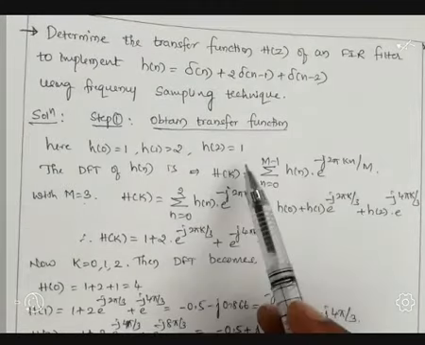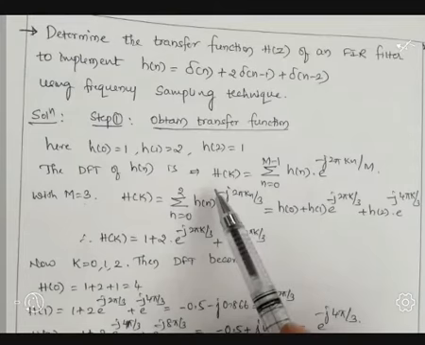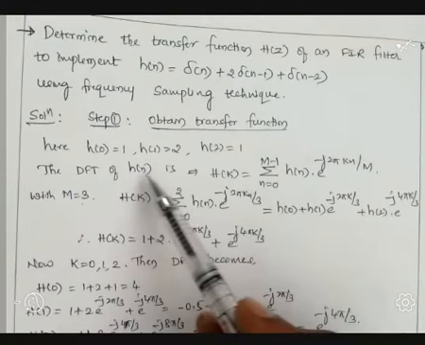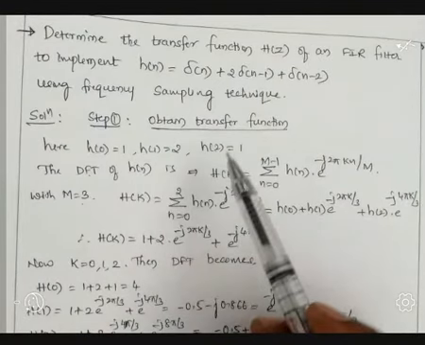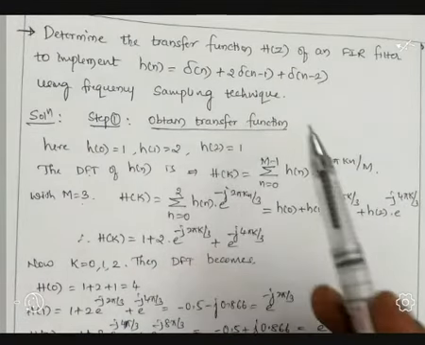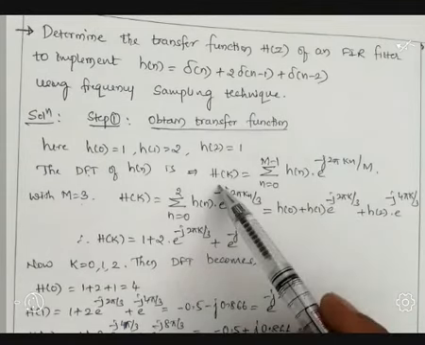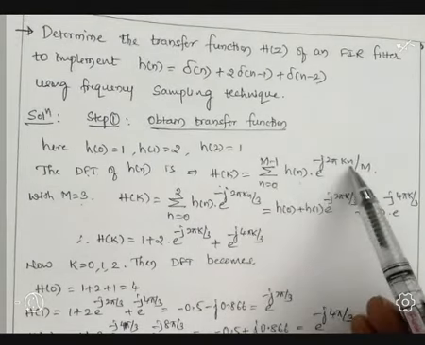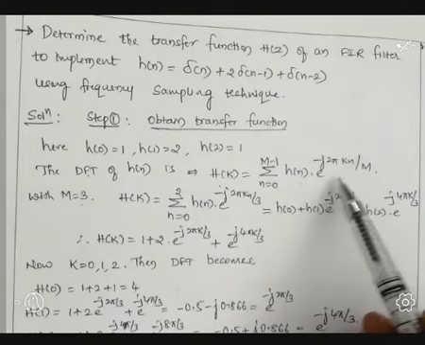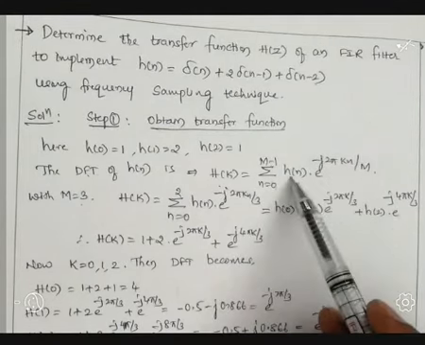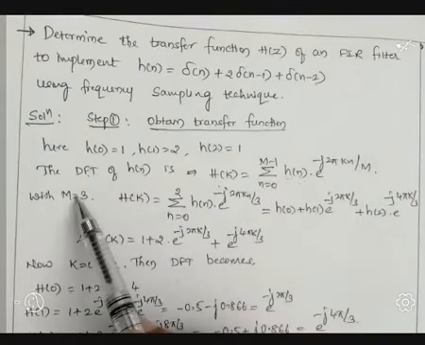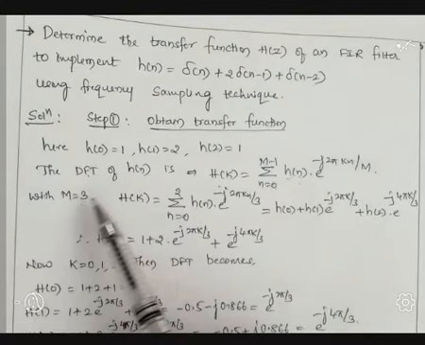So let us apply the DFT of h of n with the help of the definition of the discrete Fourier transform. H of k equal to summation over the limits n equal to 0 to M minus 1 of h of n e to the power minus j 2 pi kn by M. It is the definition of DFT. H of n is given, so let us substitute. M value is 3, it contains 3 samples. So 3 minus 1 becomes 2.